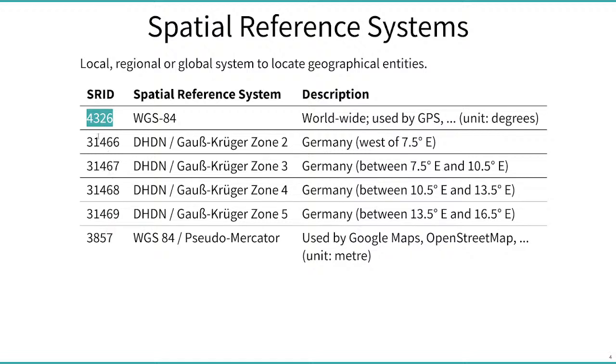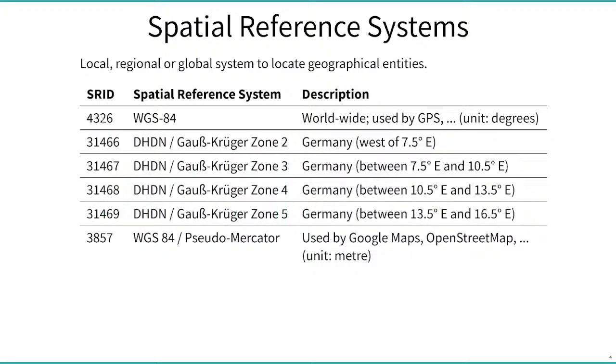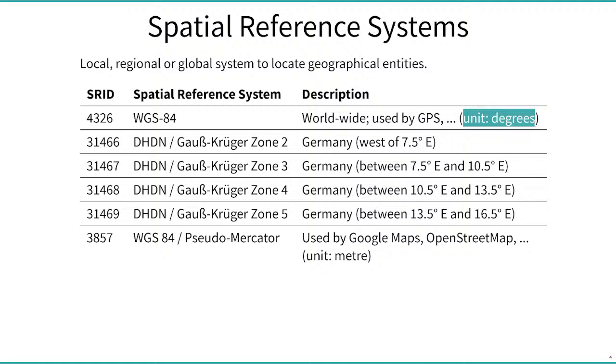We will use some of those reference systems today. So reference systems are locally, regionally, or globally systems to locate geographical entities. When you want to compute the distance between New York and Germany, this cannot help you. This here could, but it uses the unit of degrees. Then you have the distance in degrees.